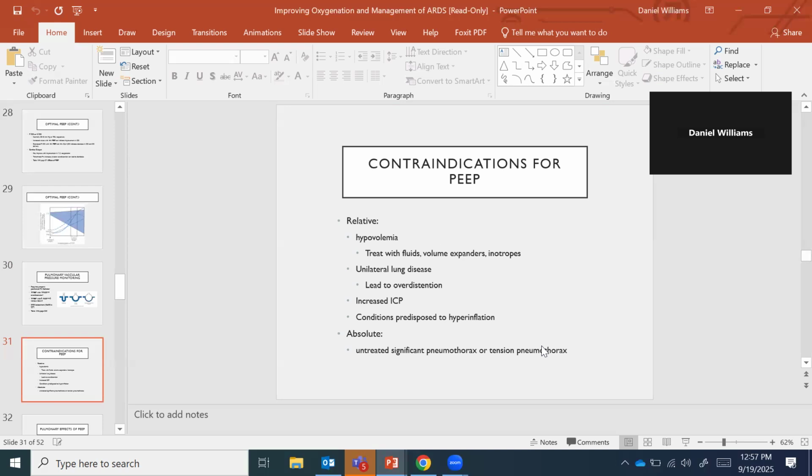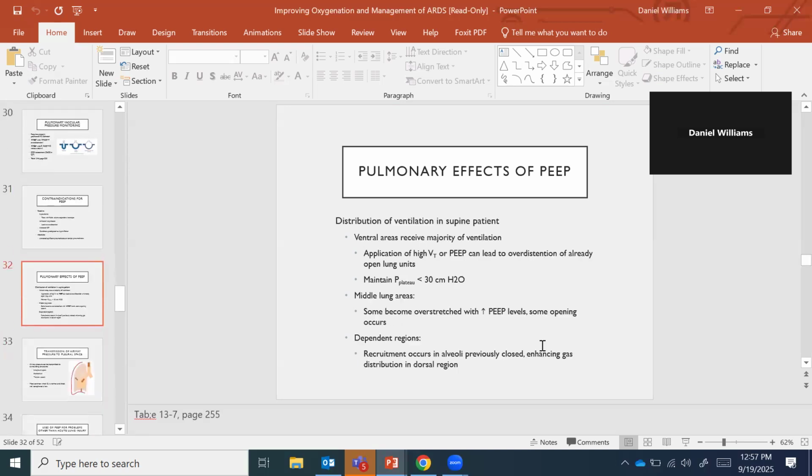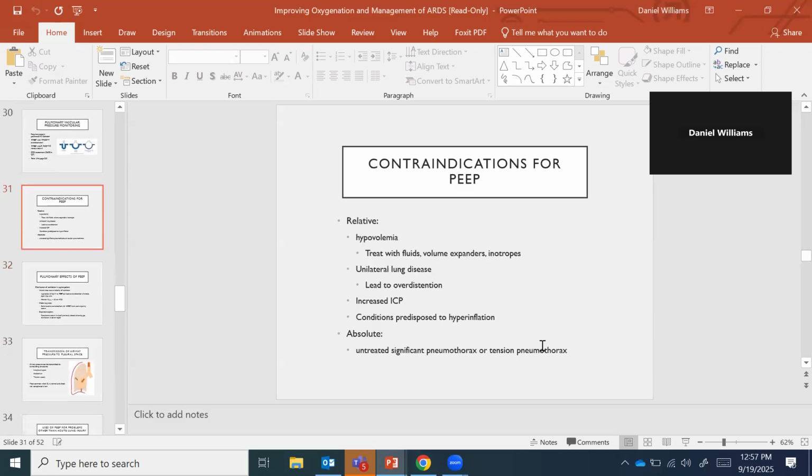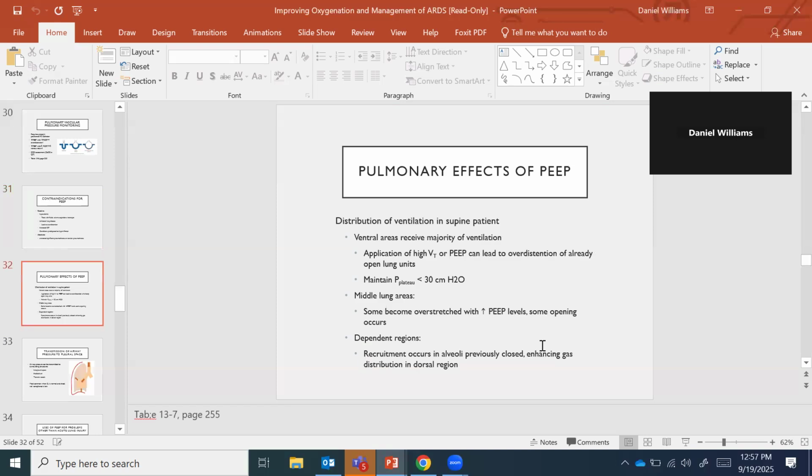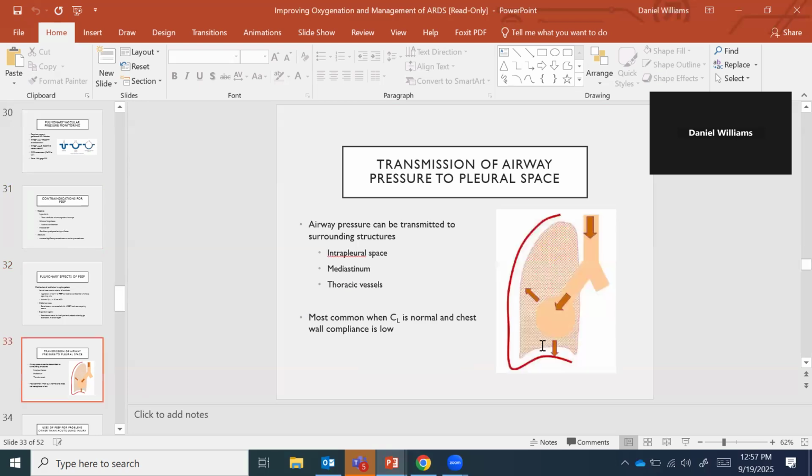You should not do it because there's really no benefit that's going to happen. It's all harmful to the patient, can make it worse. And we see that untreated pneumothorax or a tension pneumothorax could be because obviously the extra pressure in the chest could definitely worsen that situation for the patient. We did also talk about the difference between the dependent regions of the lungs versus the non-dependent regions and the role that gravity plays in that. So make sure that you review those concepts.